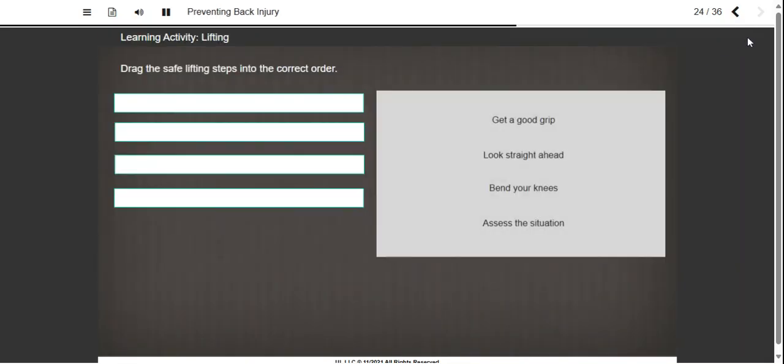Let's review those steps to safe lifting. Drag the safe lifting steps into the correct order.